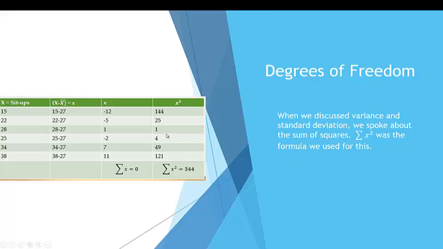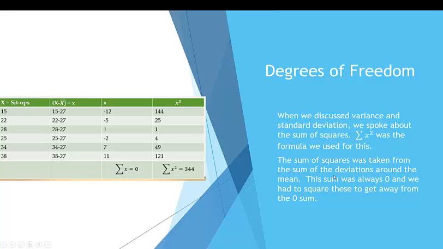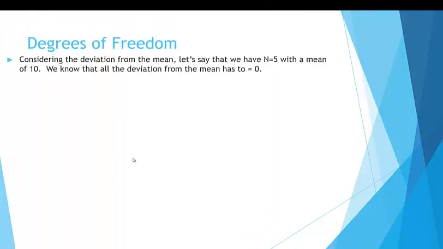So the sum of squares was the formula that we used, but we're going to look more specifically at our deviation from the mean. The sum of squares was taken from the sum of the deviations around the mean. This sum, as we said, is always 0. So it's important to see that this is always 0.